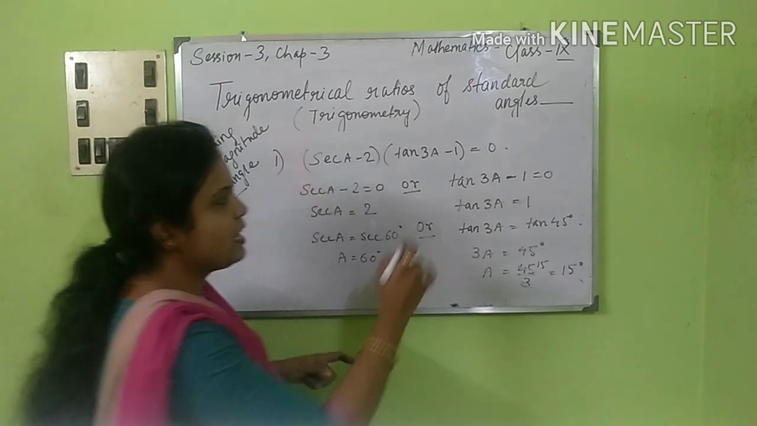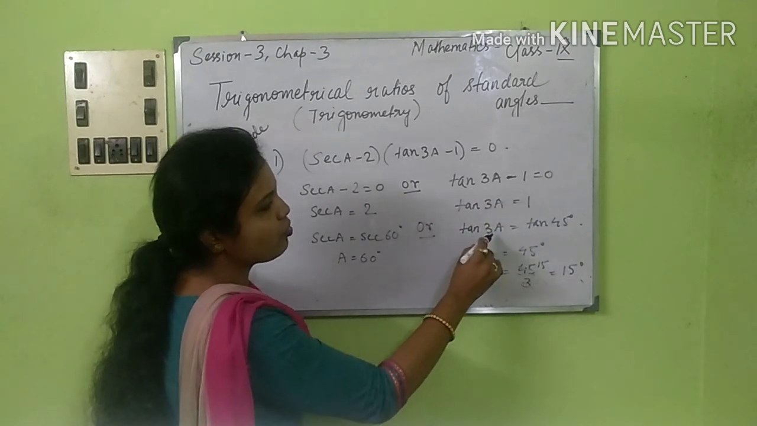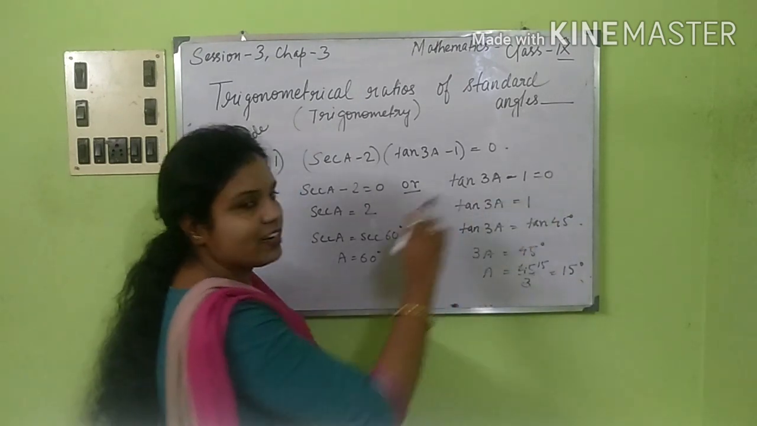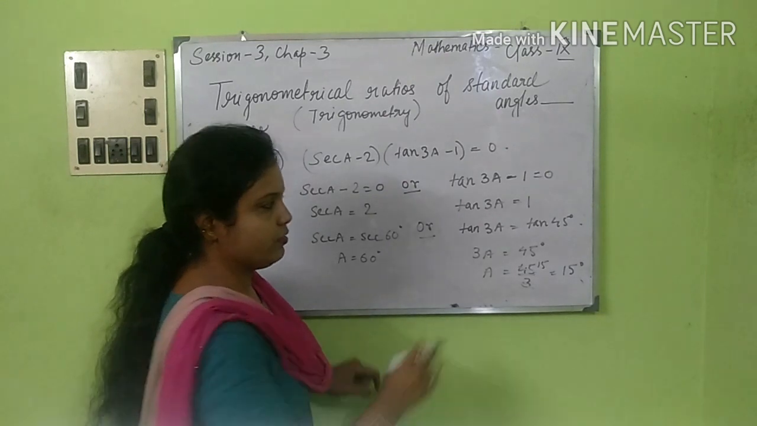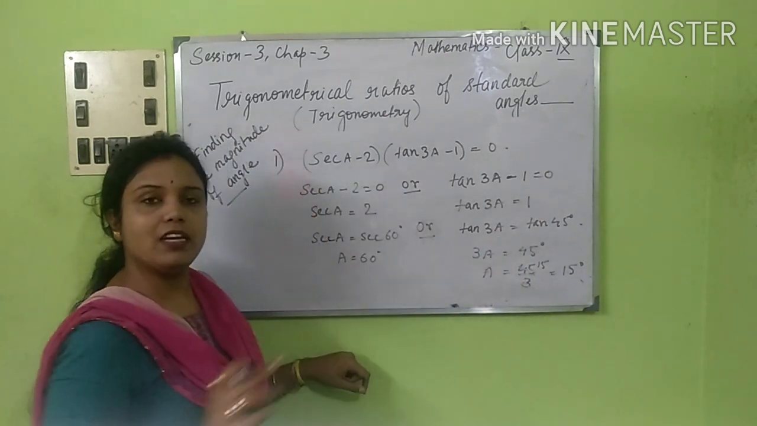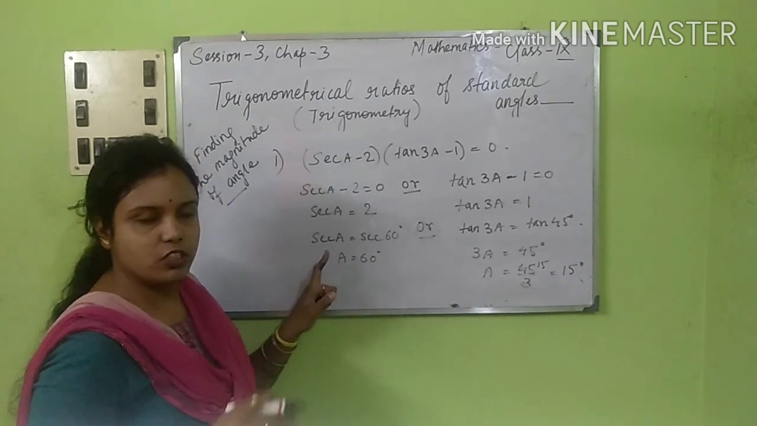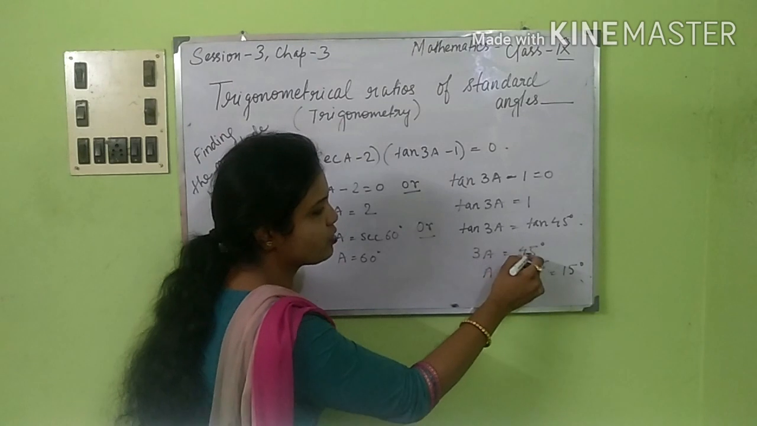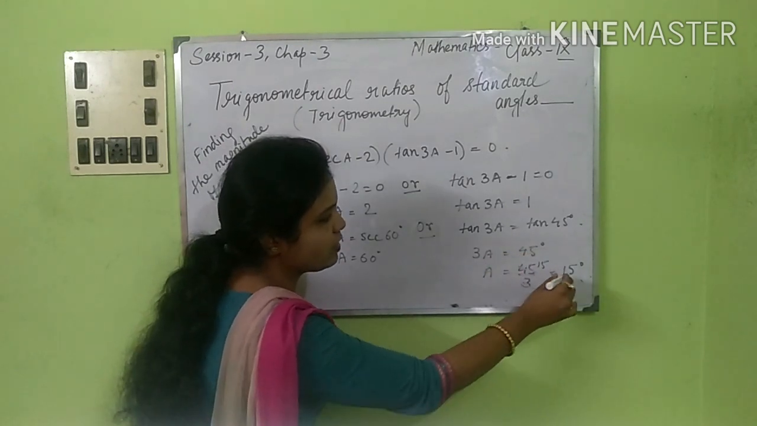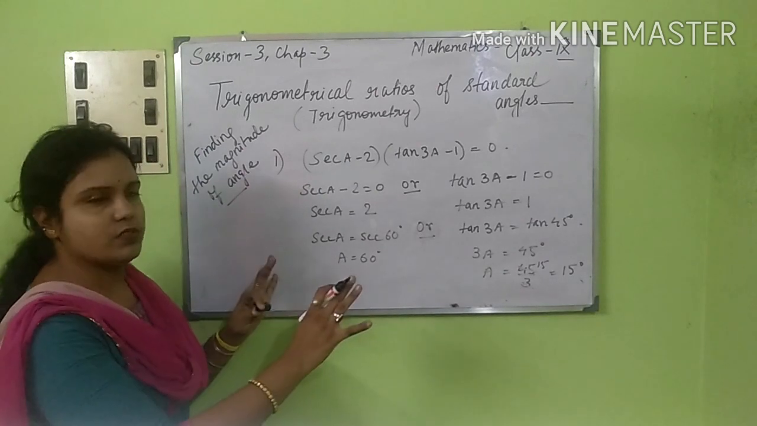Next, tan 3a minus 1 equal to 0. So tan 3a is equal to 1. So tan 3a is equal to, whose value of tan will you get 1? 45 degree. So tan 45. So 3a is equal to 45 degree. Please write down that cancelling of the tan ratios or cancelling of the sec ratios, whatever you can write. 3a is equal to 45. A is equal to 45 by 3, that is 15 degree. Right? So I hope this is very clear to you.